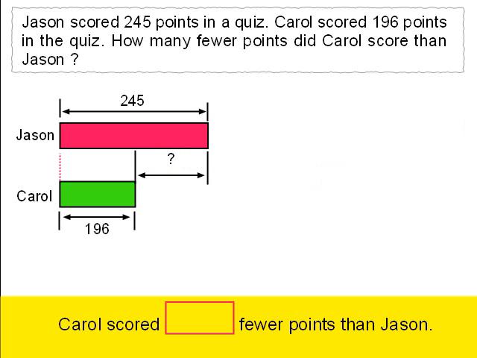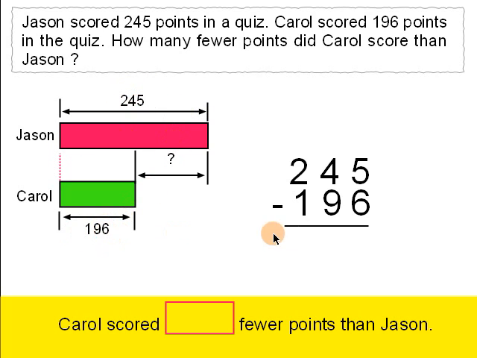Take note of that. So to do that, we have to take 245, the longer model number, subtract the shorter model 196. That will give you the difference here, the unknown. So let's perform the subtraction operations from the right to left as usual.